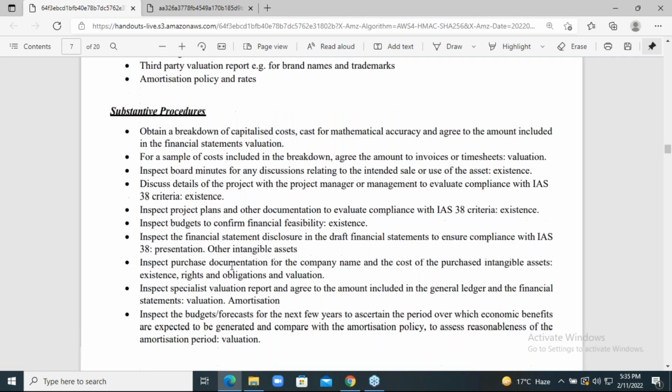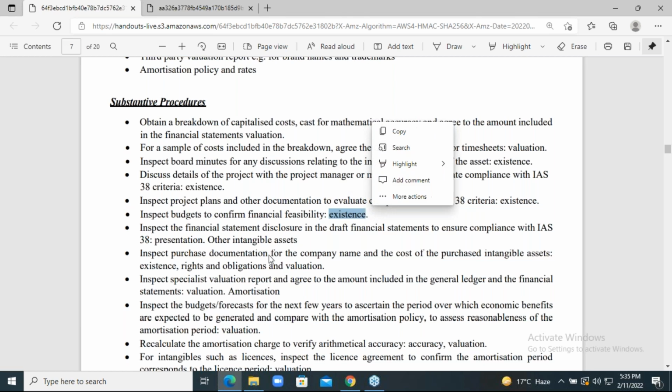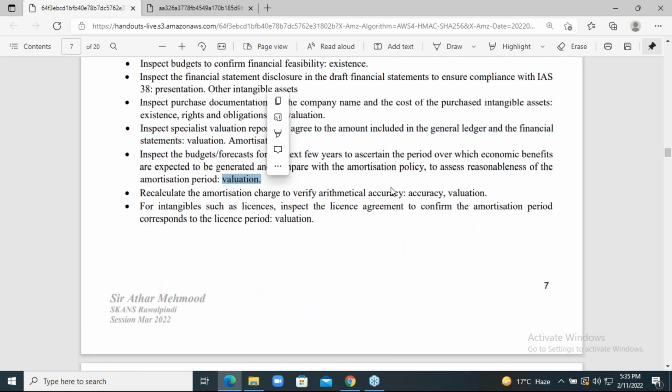Assertions, you can see assertions: valuation, this is once again valuation, this one is for existence, once again existence, once again existence. Three procedures for existence, two procedures for valuation, this one is for presentation, this one for existence, rights and obligations, this one for valuation, amortization. So this one is for valuation once again, this one is for accuracy and valuation, and the last procedure is covering the valuation assertion.